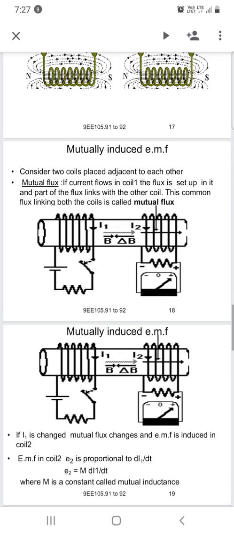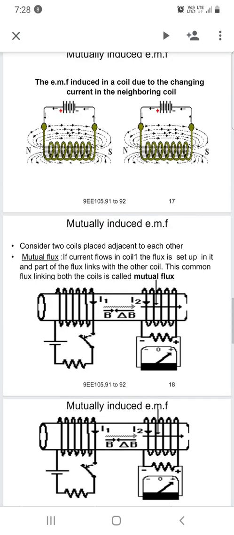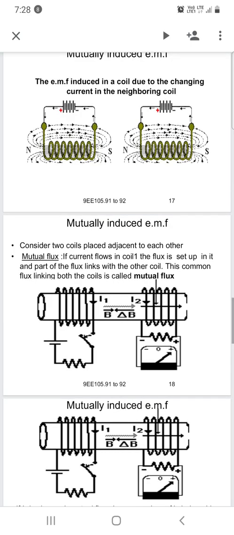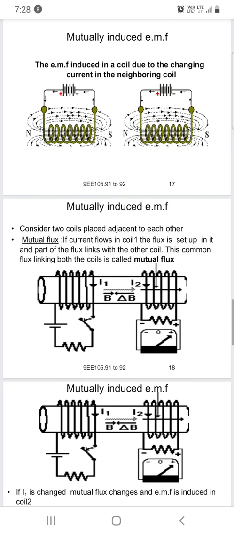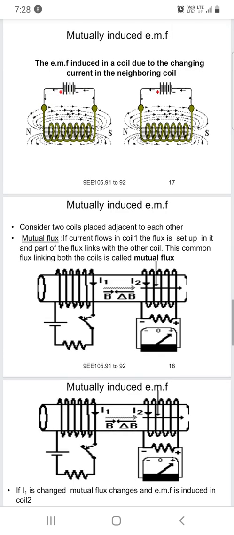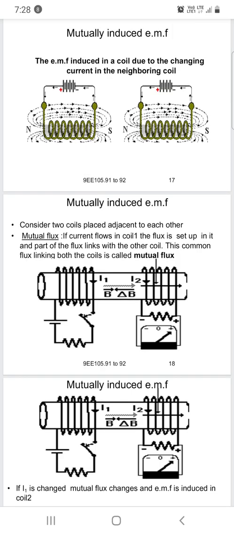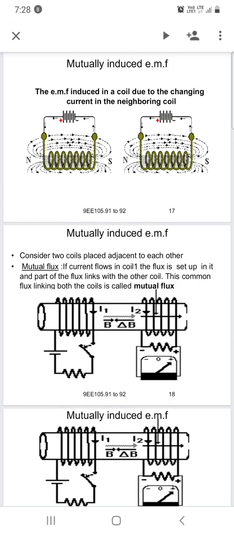So that means the induced EMF in a coil due to the current change in the neighbor coil is called mutually induced EMF. Simple definition: the EMF induced in a coil due to current change in the neighbor coil is called mutually induced EMF.